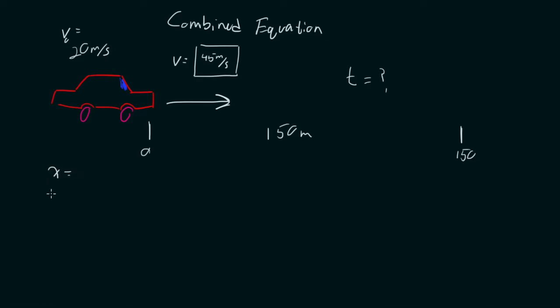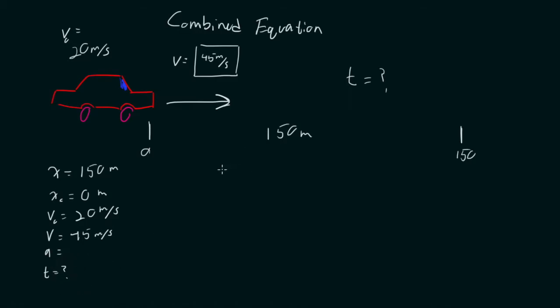So let's list out our variables and see what we can get. So first off, my final displacement will be 150. My initial will be 0. My initial velocity is going to be 20. And my final will be 45. Let's put units on all these. Now I want to know, what's my time going to be?